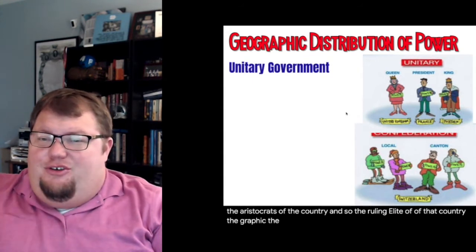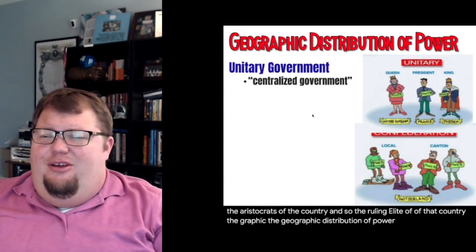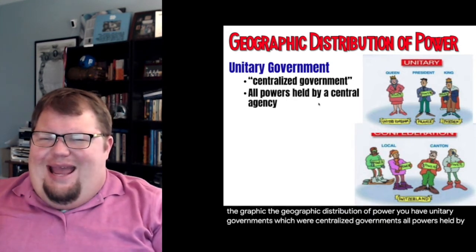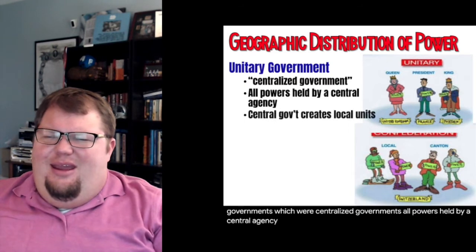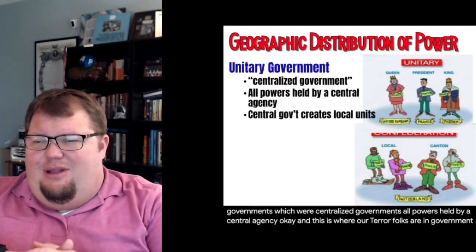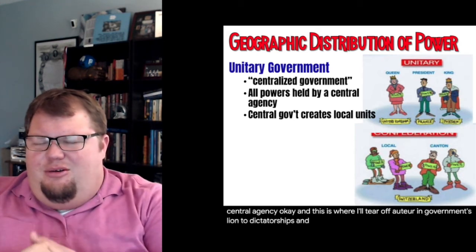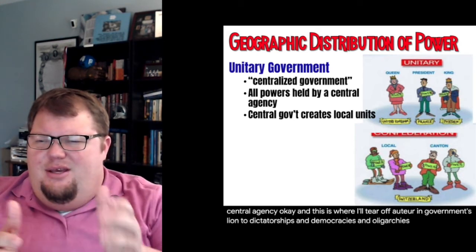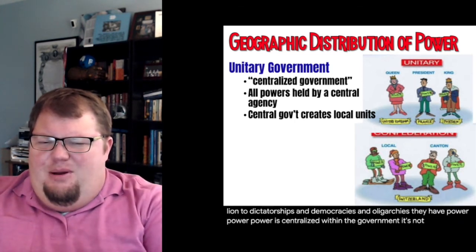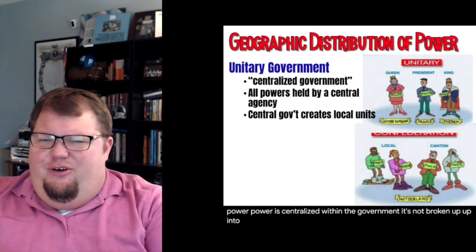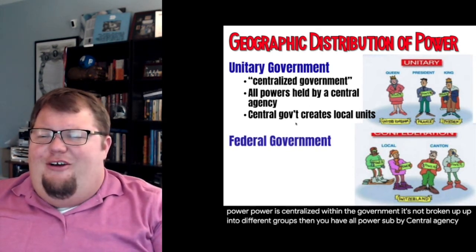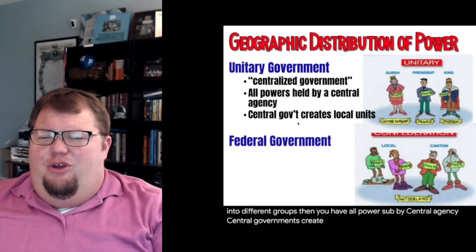And with this, the geographic distribution of power, you have unitary governments, which are centralized governments. All power is held by a central agency. This is where authoritarian governments lie, in dictatorships and autocracies and oligarchies. Power is centralized within the government. It's not broken up into different groups. All power is held by a central agency, and central governments create local units.